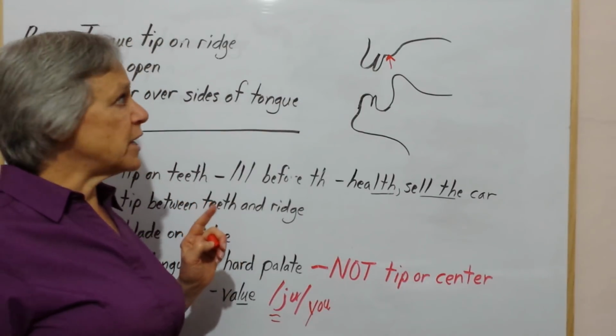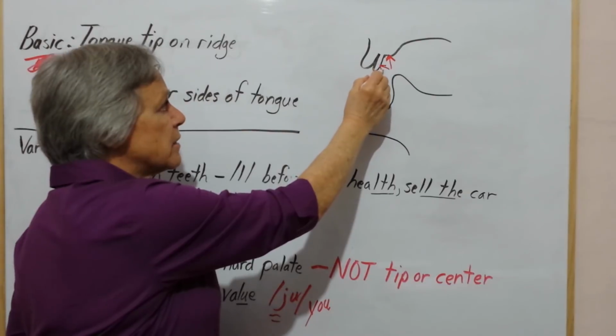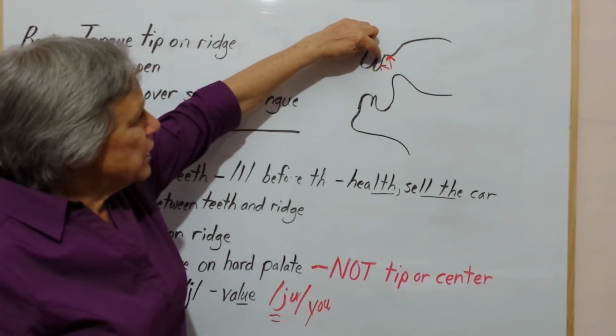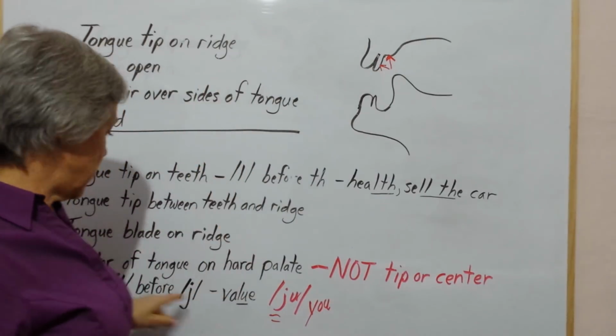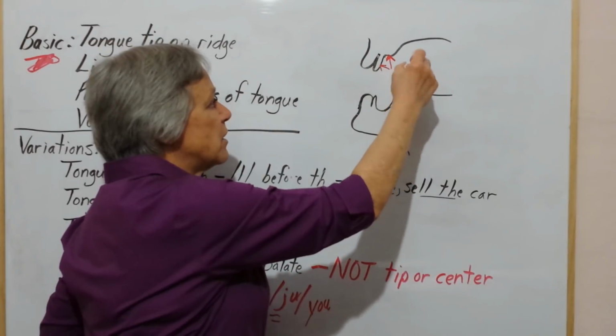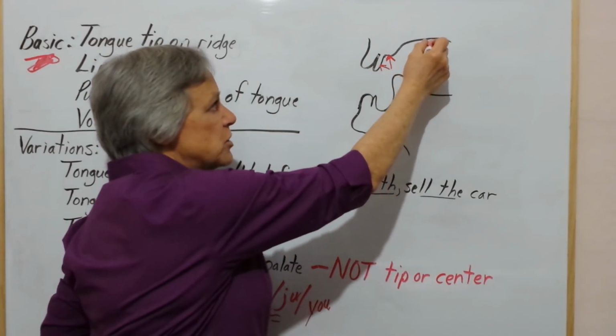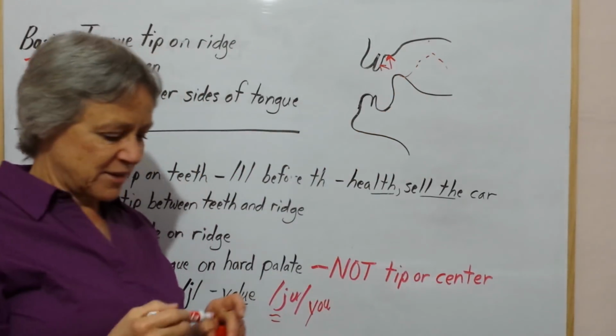However, I did say there are variations, so sometimes we might put the tip on the teeth, sometimes between the teeth and the ridge, just in the corner there, and occasionally, with a few words, we might raise the center of the tongue towards the hard palate up here. Okay, but that's not as common.